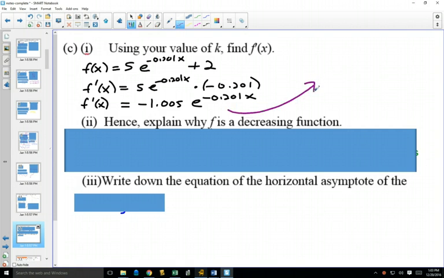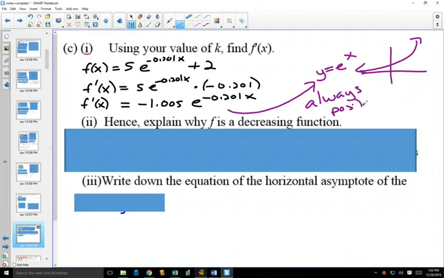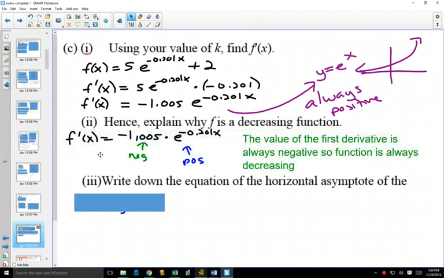Something that occurs a fair bit is an understanding of e to the x. Do you know that y equals e to the x looks like this? That no matter what you plug in for x, it's always positive? So if e to the x, no matter what's in there, is always positive, then if we multiply that by negative 1.005, we're going to find out that it's always going to be negative, because that negative 1.005 out in front causes it to be negative.